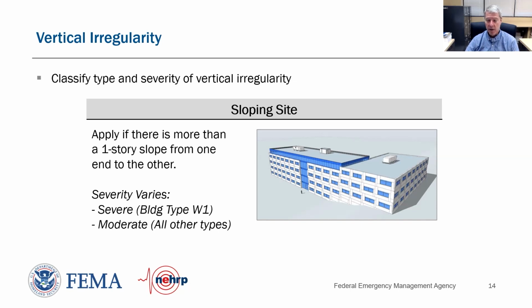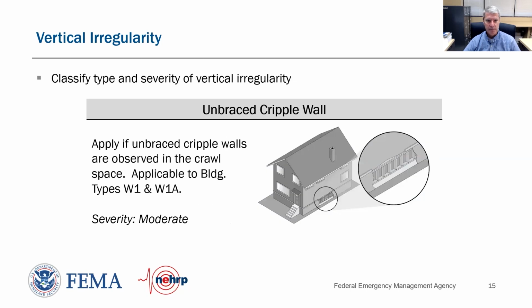There are 2 scores, a severe score and a moderate score. It's severe if we have a sloping site for a W1 building type, which is our residential wood frame homes. It's moderate for all other building types. So for all other 16 building types, it's a moderate vertical irregularity if we have a sloping site associated with our building.